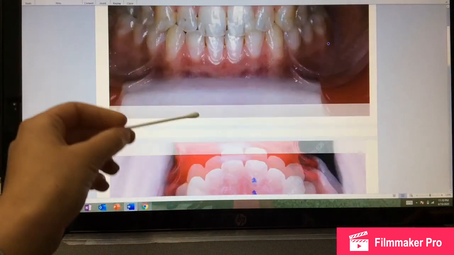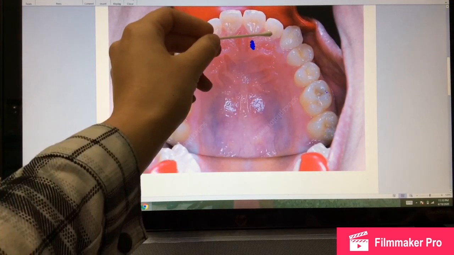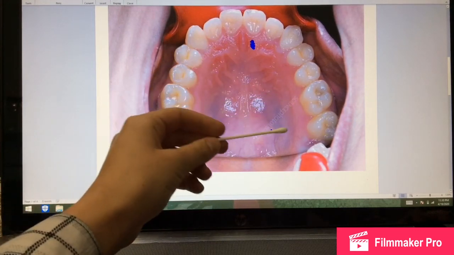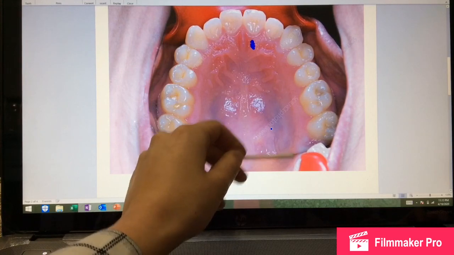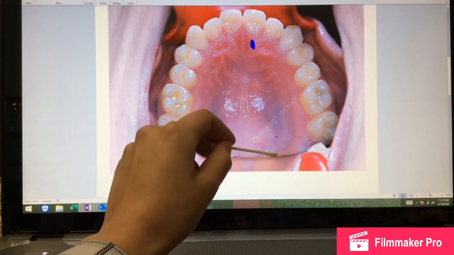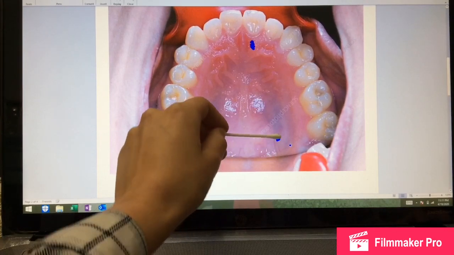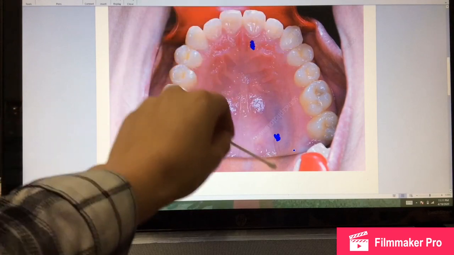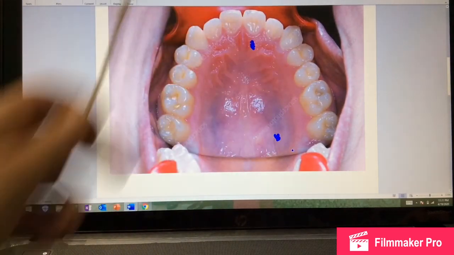And so the palatal injection, that would be for this tooth right here. This nerve here, we don't want to inject directly on it. So we're going to do it kind of here in this area, for this tooth right here. It'll block this whole area, including that tooth.